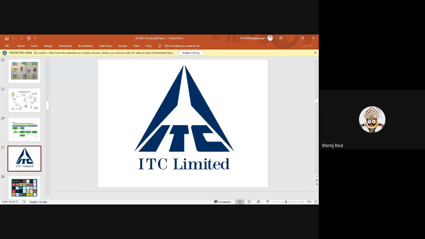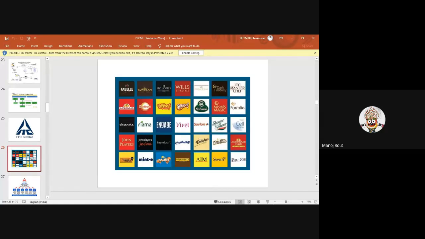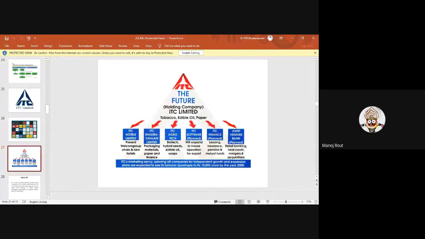The next case study is on ITC. As you know, ITC is the full form of Indian Tobacco Company Limited. So these are the different franchises owned by ITC, and these are the different holding companies of ITC under tobacco, edible oil and papers.